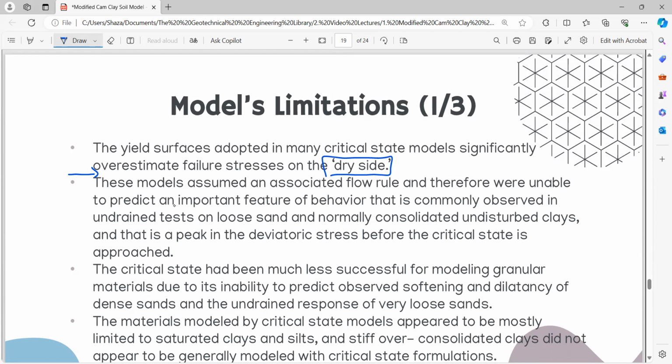The second limitation is that this model assumes an associated flow rule, and I explained in brief what the associated flow rule is in part one. I will be discussing in an independent lecture the associated flow rule, the soil hardening and the soil softening in detail later on. Now, in this case, the model will be unable to predict the important feature of the behavior that's commonly observed in undrained tests for loose sand and normally consolidated undisturbed clays.